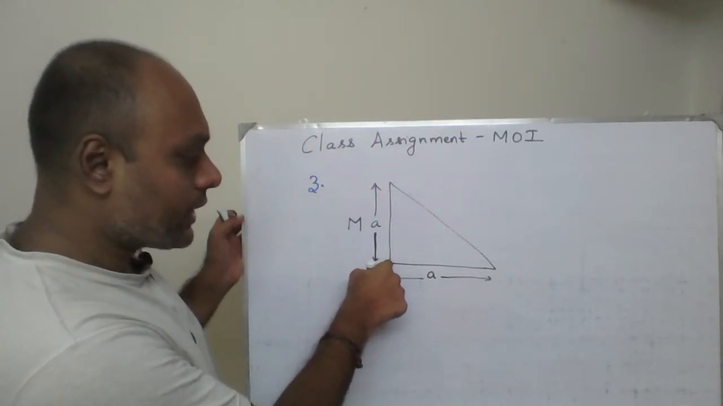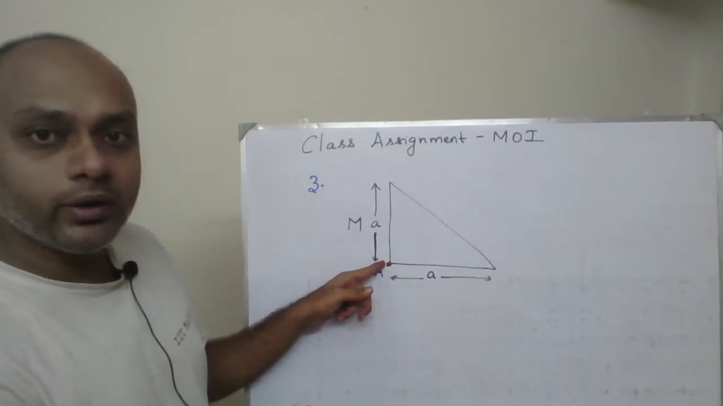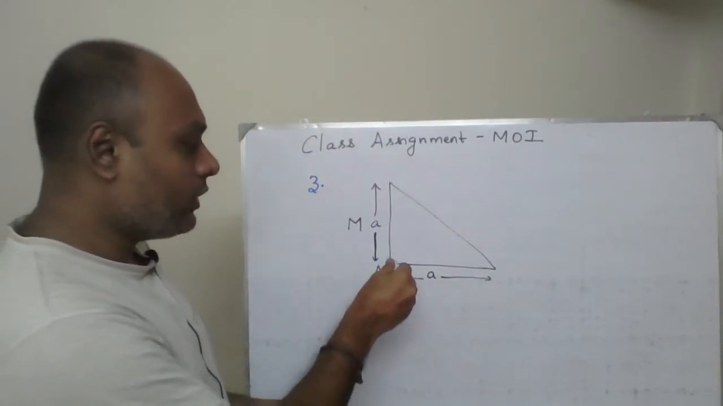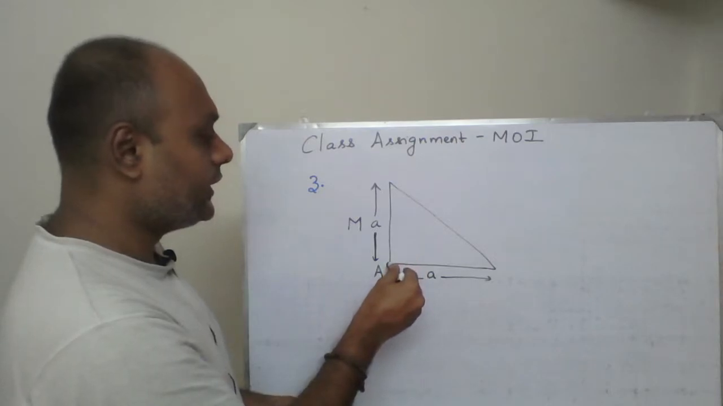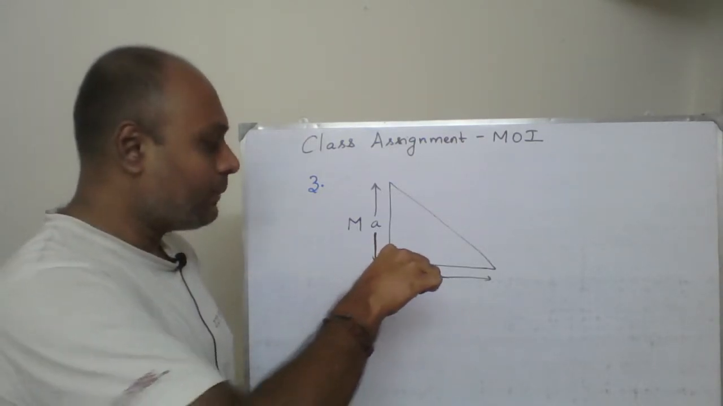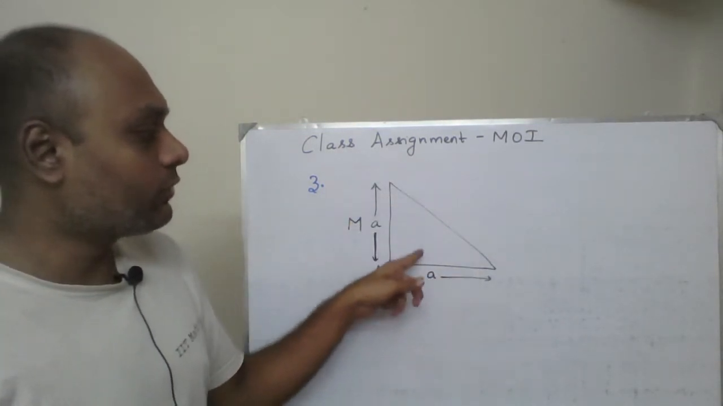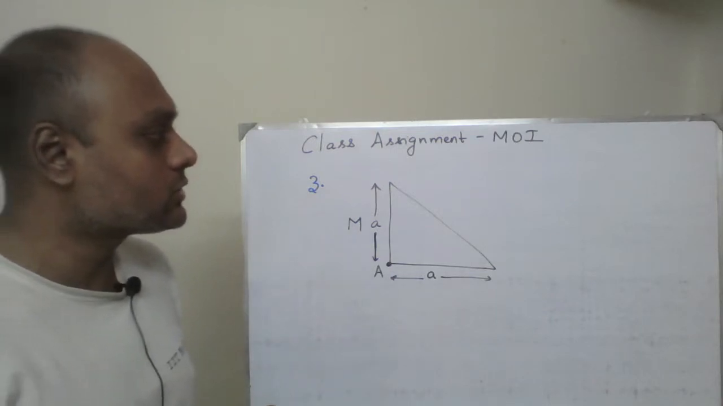So point A is marked here. You have to find out moment of inertia about axis passing through this point A, and the axis is perpendicular to the plane of this particular sheet. So the axis is oriented like this. It is going into the plane, perpendicular to the plane. There is an axis. You have to find out moment of inertia for this triangular sheet about that particular axis.